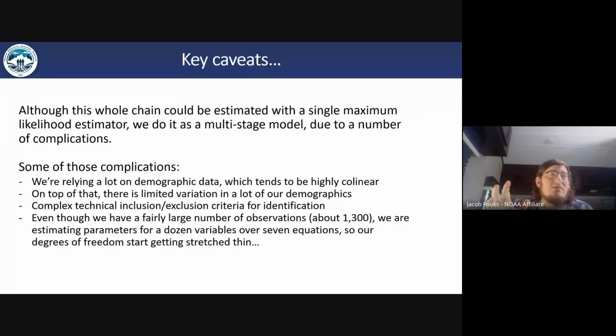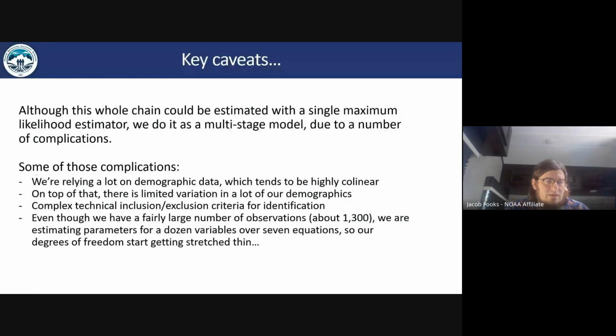So that's the key point. I said we do this successfully. This whole thing can be estimated using a single maximum likelihood estimator. I don't know if anyone really cares, but we ended up doing it in a multi-stage model due to a number of issues here. These are some common issues that one deals with when working with social data that are worth just mentioning.